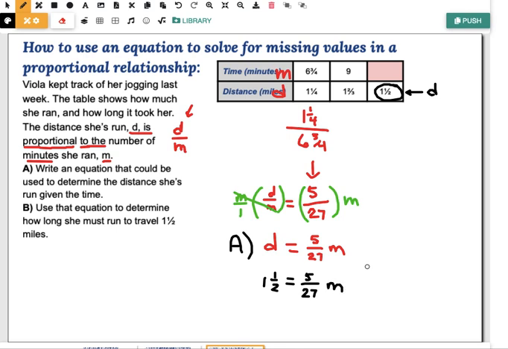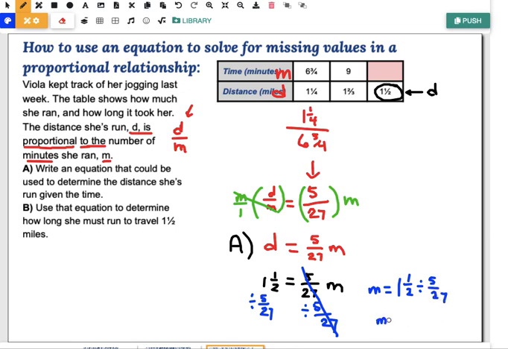So I don't know what that is right now, but what I need to do is divide away the 5/27 from the M in order to isolate it. So what does that look like? I'm going to divide away 5/27 from this side of the equation, but I also have to do it over here. So 1 1/2 divided by 5/27. Okay, so that allows me to eliminate the 5/27 that's next to the M. And now that tells me that M equals 1 1/2 divided by 5/27.